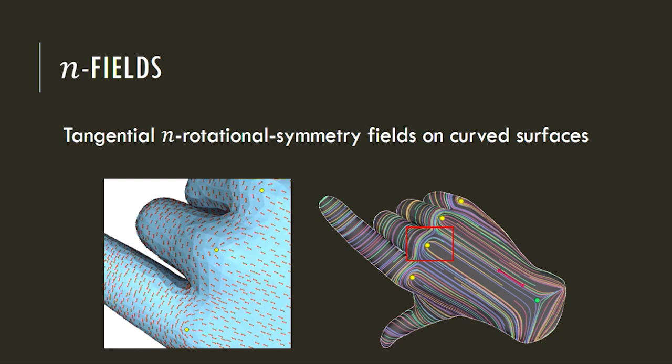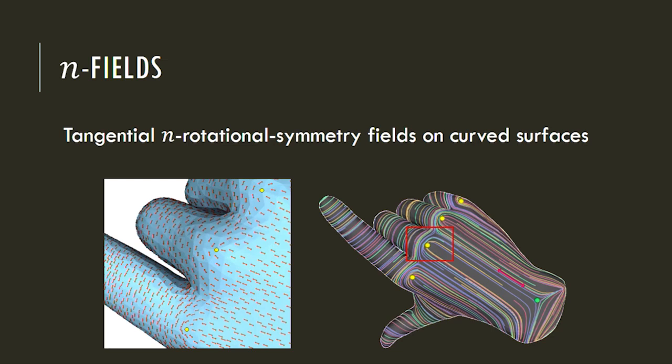That means fields where at each point of the surface we have n vectors exhibiting an n-fold rotational symmetry. So, for example, the fields from the first talk would be 4-fields, or we abbreviate those as n-fields, so they would be 4-fields with a unit norm constraint at every point.